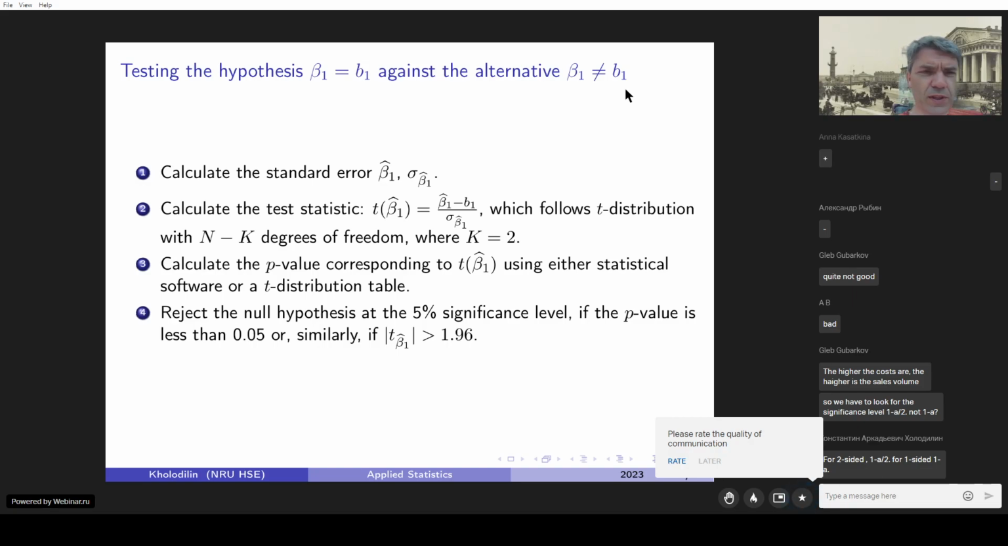So what we do in this case, we estimate the standard error of beta 1, but we've seen that we get it already in the regression output. Then we calculate the test statistic. Don't confuse it with the value taken from the table.